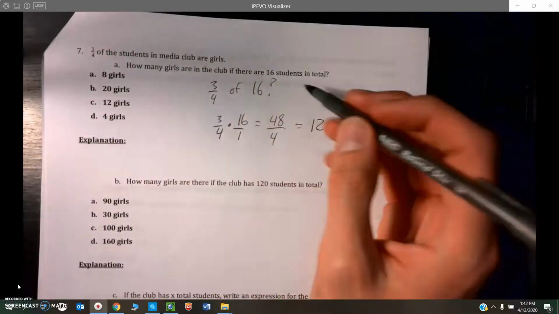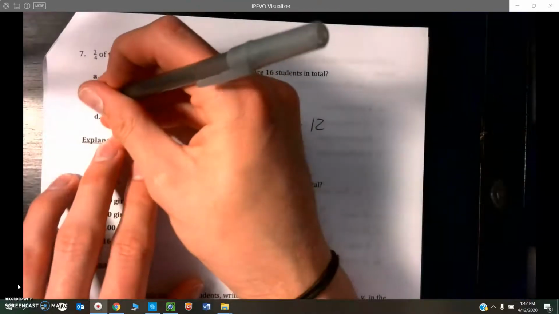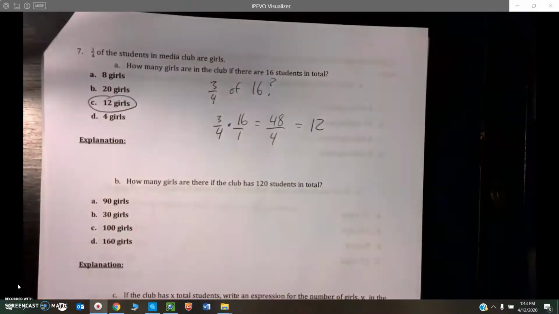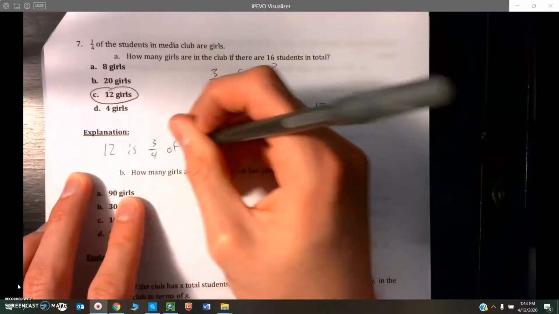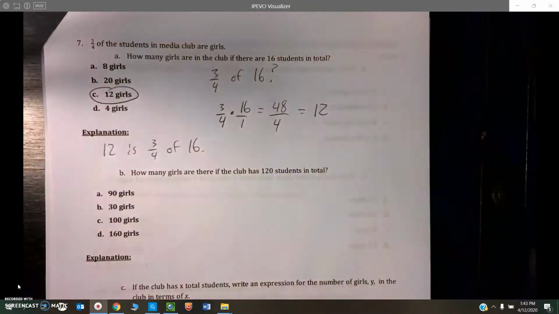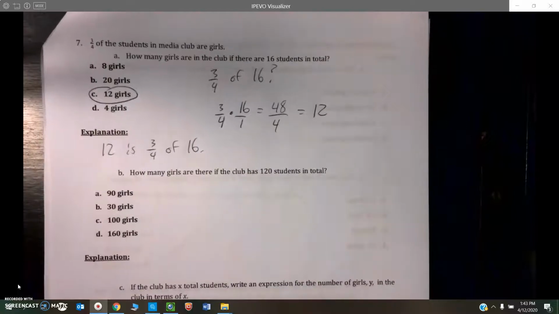So how many girls are in the club if there are 16 students? There would be 12 girls. Why? 12 is 3/4 of 16. And that's the work why.